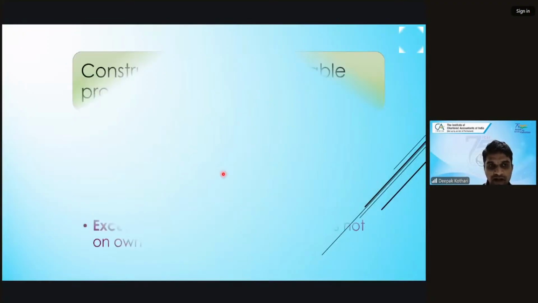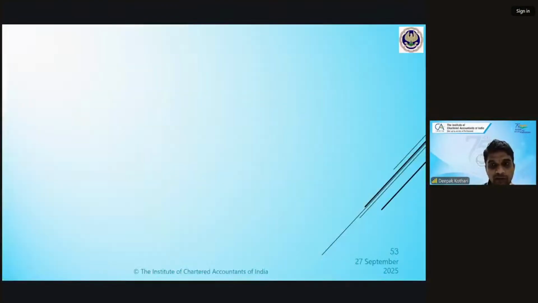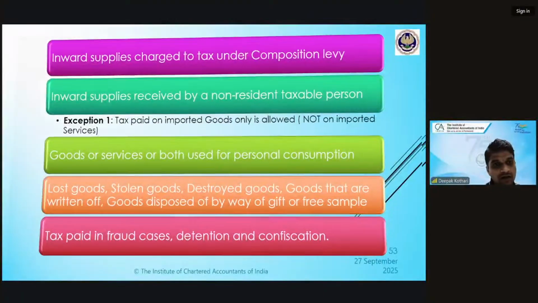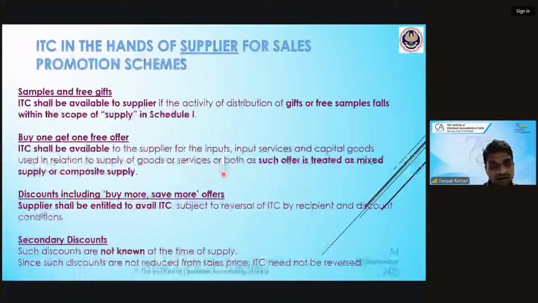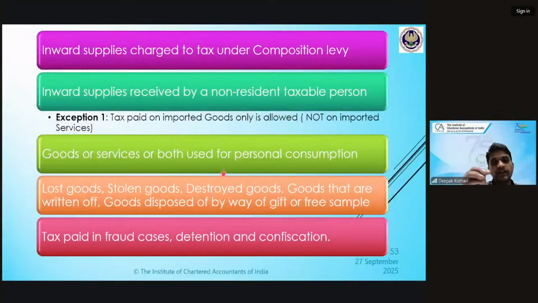Okay, so we understood plant and machinery, works contract, and construction of immovable property on own account. Now another credit. Okay, last slide on credit, then we'll take a break. In these cases you again cannot claim the credit. Inward supplies charged to tax under composition levy. When you're purchasing from a composition dealer, the government is giving him a benefit, so he should not charge tax, but in case he's charging it, then credit is not available to you.